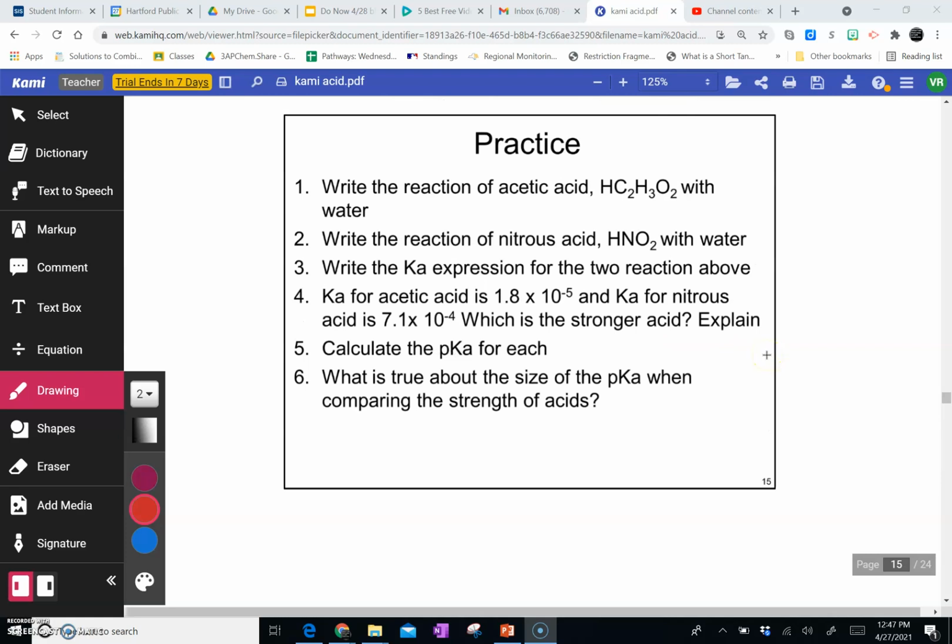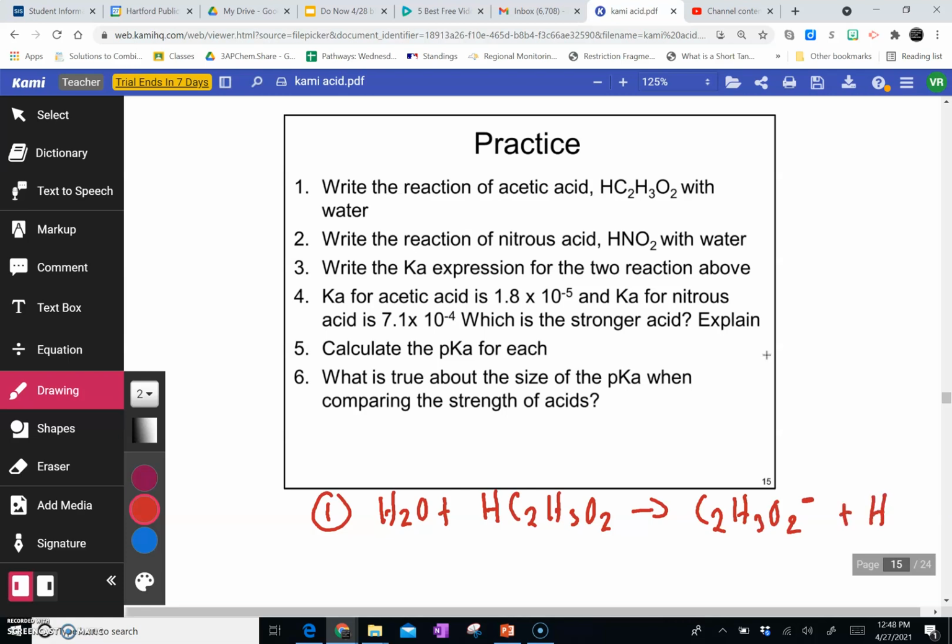So it says, write the reaction of acetic acid with water. So we would have H2O and acetic acid, which is vinegar. Notice the H in front. Okay, and it's acting like an acid, so it's going to lose that H in front. And when it loses an H, it becomes negative, and then the H is going to hop onto water and become the hydronium ion.